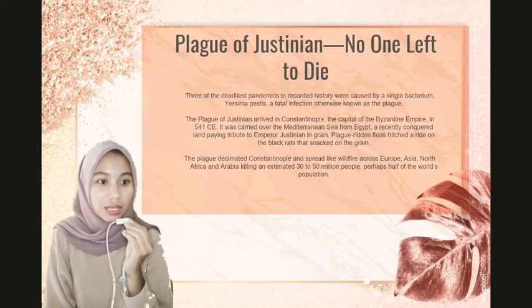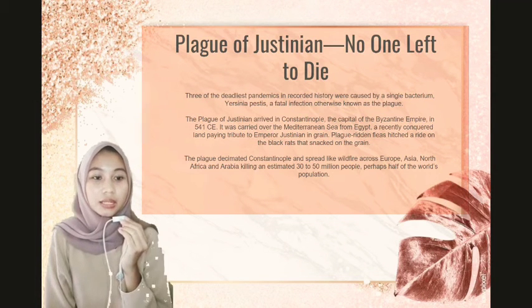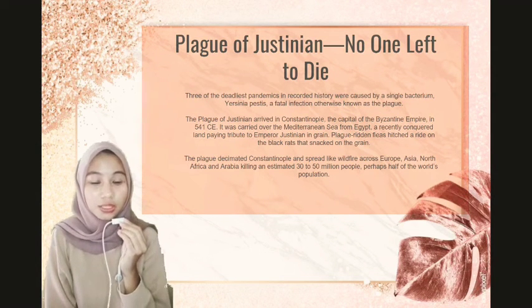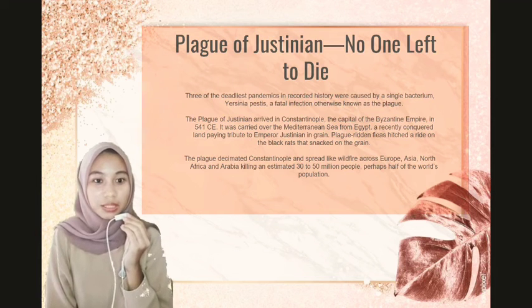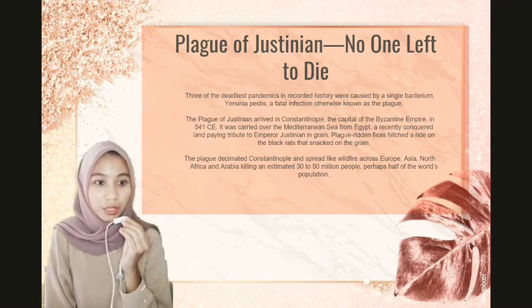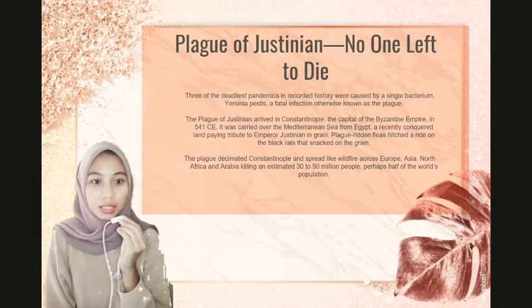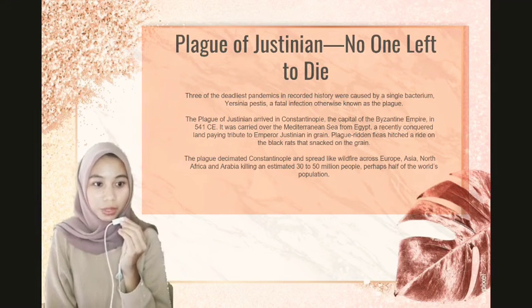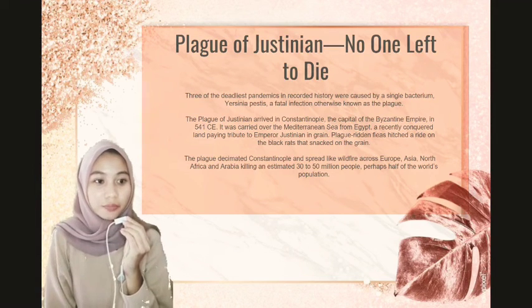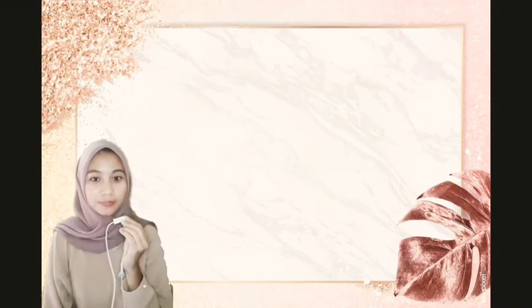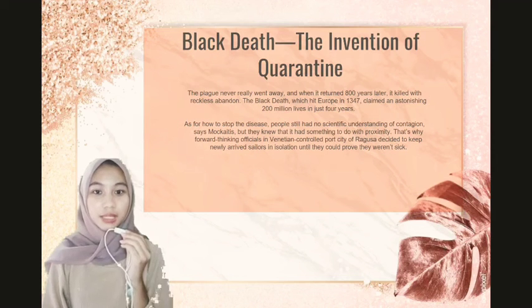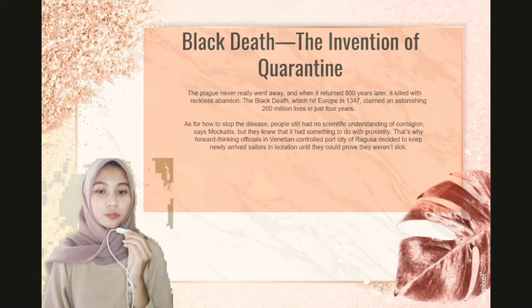Plague-ridden fleas hitched a ride on the black rats, the snake on the grain. The plague decimated Constantinople and spread like wildfire across Europe, Asia, North Africa, and Arabia, killing an estimated 30 to 50 million people, perhaps half of the world's population. Second is the Black Death, the invention of quarantine.